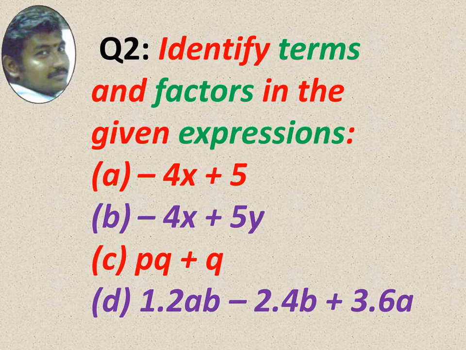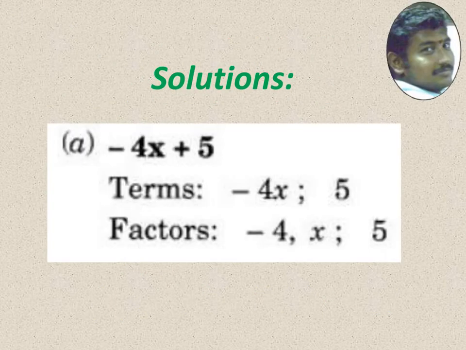Now identify terms and factors in the given expressions. First, minus 4x plus 5. The terms are minus 4x and 5. The factors are minus 4, x and 5.